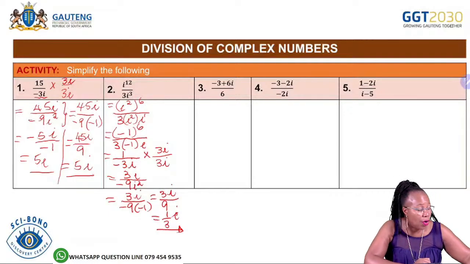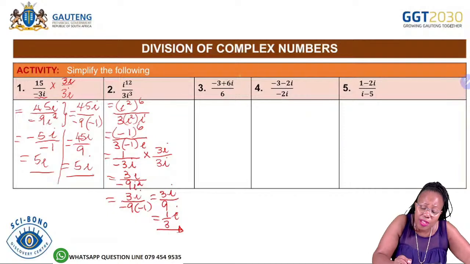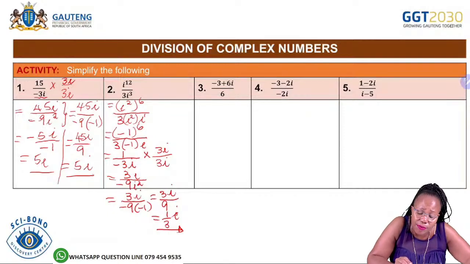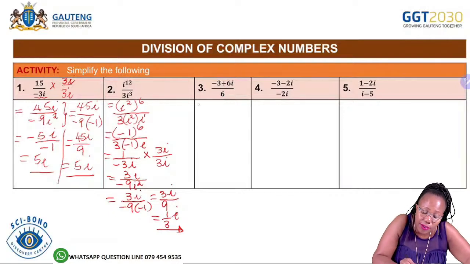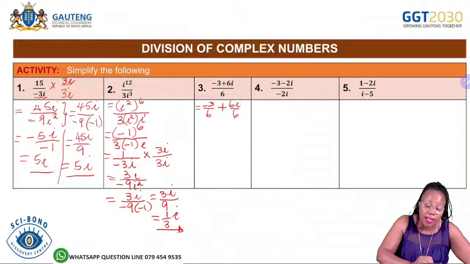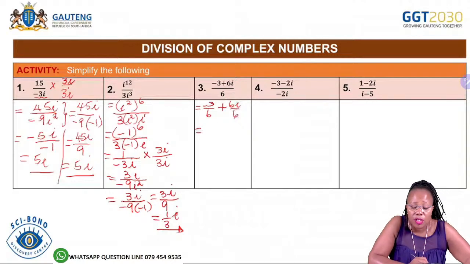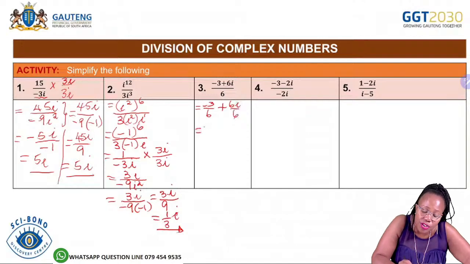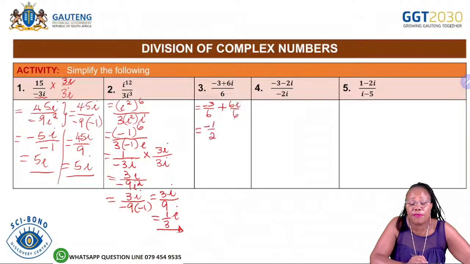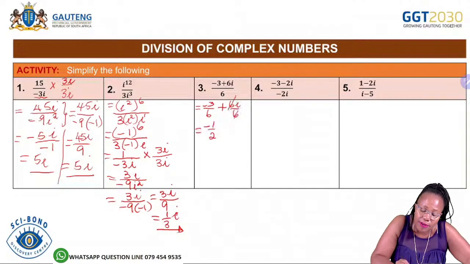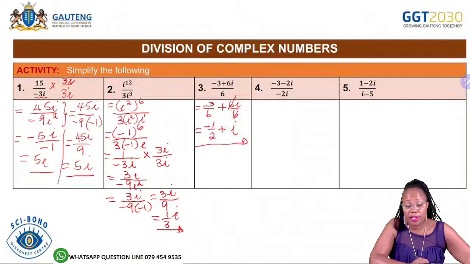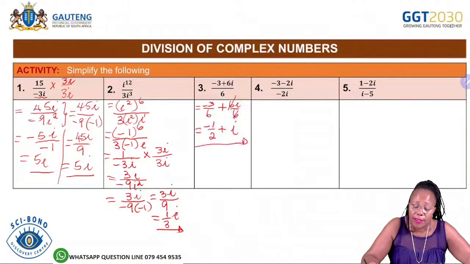Okay, moving on to the third one. With the third one, you remember that we said this 6 is for both of them. This is a minus 3. We can write this as minus 3 over 6 plus 6i over 6. Correct? And then if we simplify this now, negative 3 over 6 is negative 1 over 2 in a simplified form, and then 6 divided by 6 is plus i. This one is straightforward. It is already in rectangular form at that level.